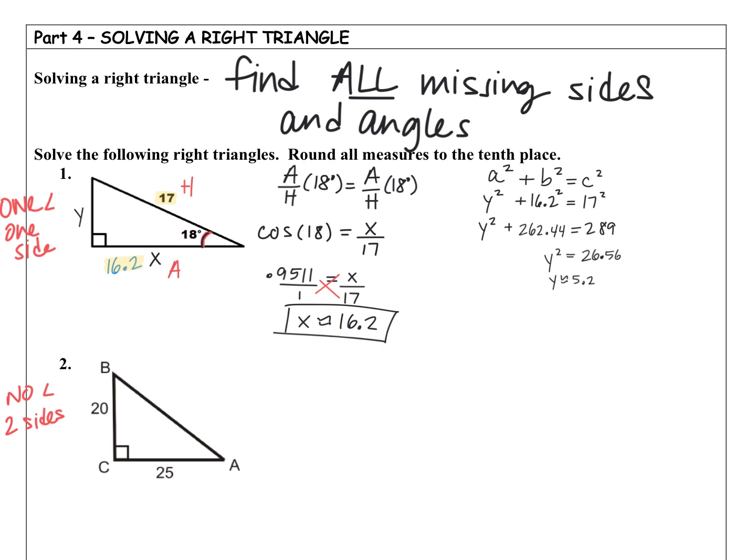Okay, maybe you like this way. Maybe you would prefer to just do trig another time, like do sine. And if you'd rather do that, I don't care, as long as you're finding the third side another way, right? 5.2. Now you have all three sides, but the fun doesn't stop here. This is the easy part.